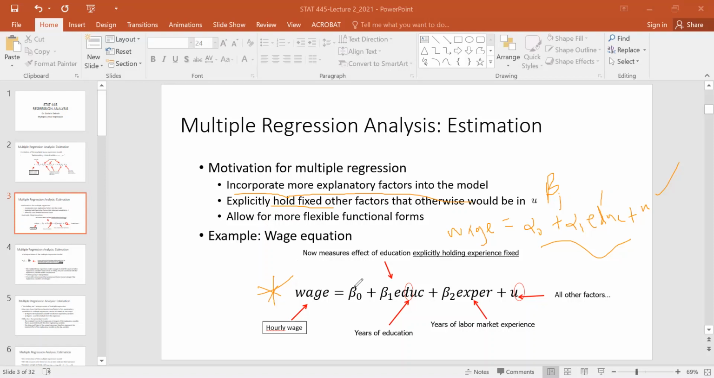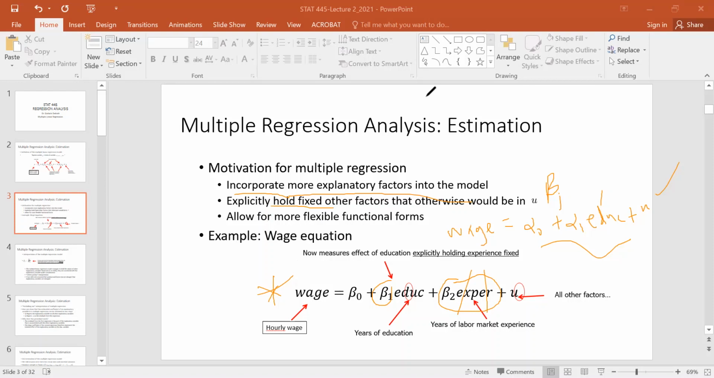So in a multiple regression, once you include beta 2 experience, that is it. It serves that purpose. So this beta 1 is the impact of education on wage, holding experience constant. In other words, if I take two people with the same level of experience, beta 1 is the impact of education on wage, if one of them went to school more than the other.